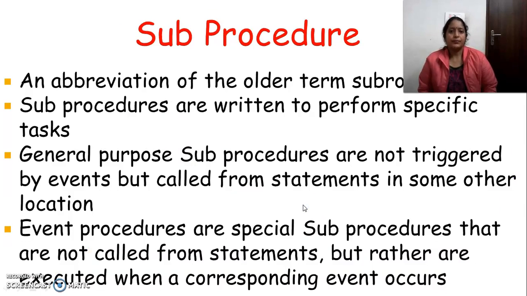We can call the sub-procedure a subroutine also. So we can use the terms sub-procedure and subroutine interchangeably. Sub-procedures are written to perform specific tasks, as discussed earlier. General purpose sub-procedures are not triggered by events, which means they are not called by events. They are called by some coding statements located at some other location in the program.